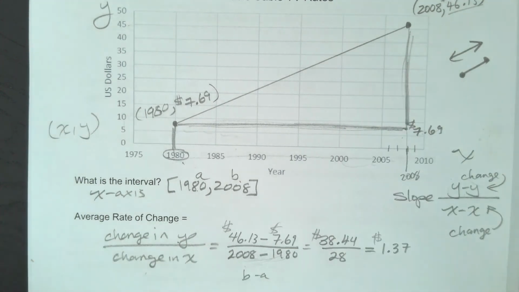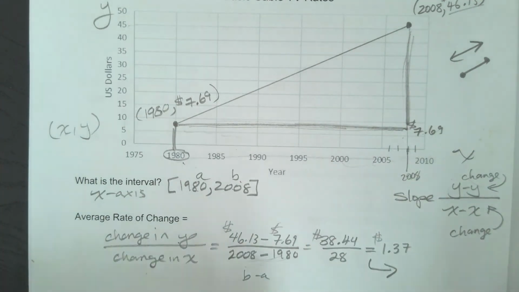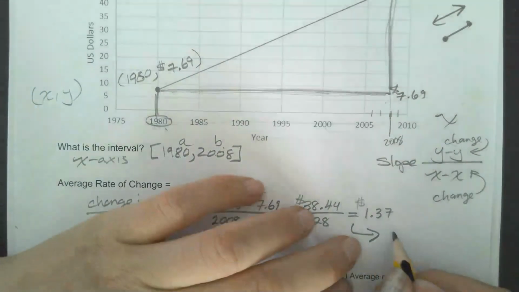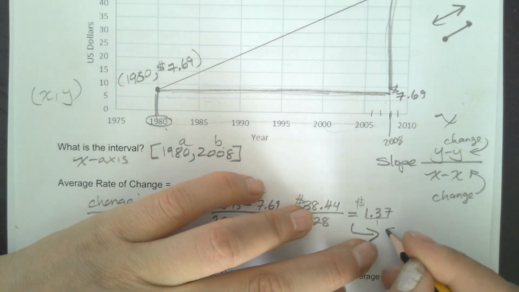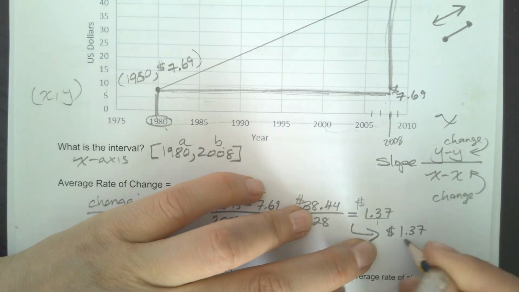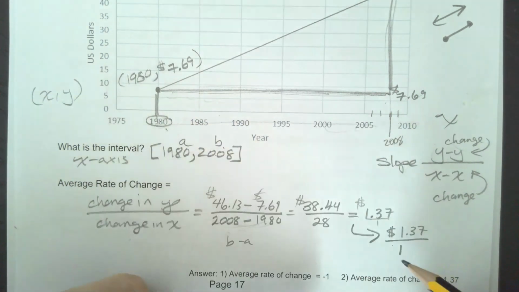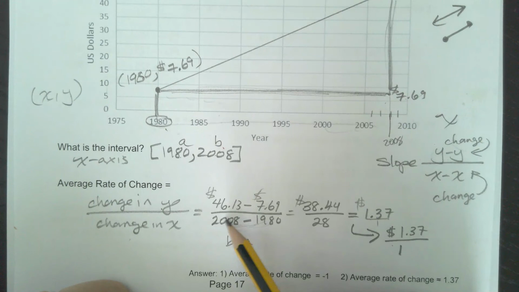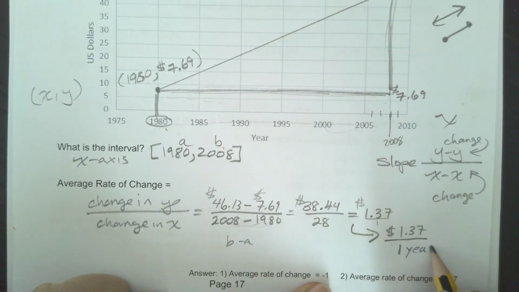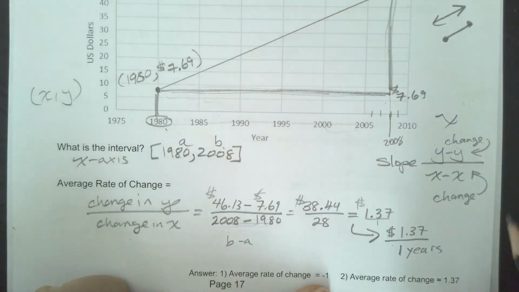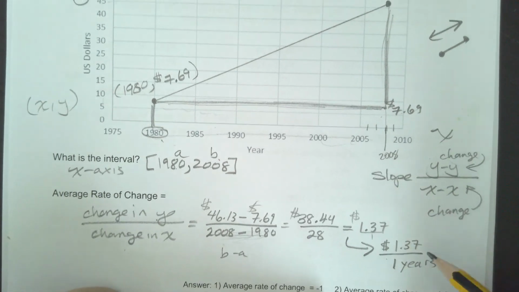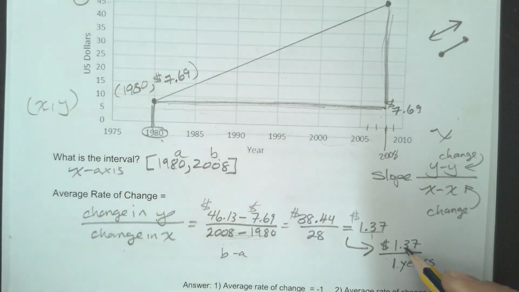Okay, what does that mean? 1.37. So let's change it back into a fraction, okay? Put it over 1. So that's 1.37 over 1. And what's the bottom number represent? Years. See, we're talking about years. So what does this really tell us? This tells us that every year, the average price for the basic package goes up by $1.37.